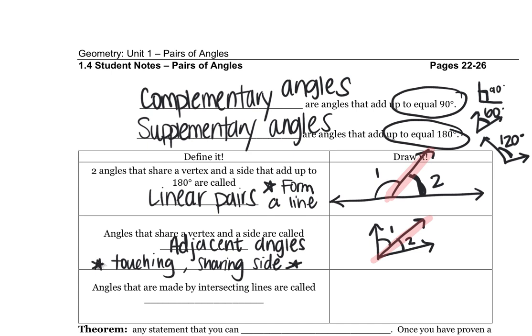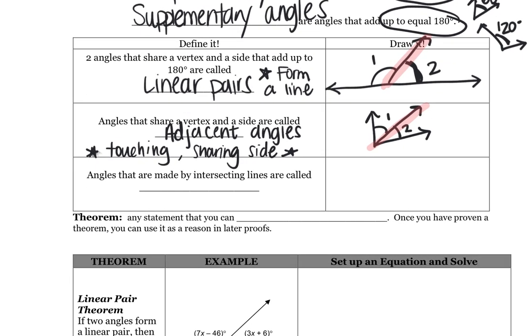Very important. Okay, so you'll see that word adjacent all throughout geometry. So it's very important that you know what it means. Okay, it's two angles that are right next to each other. They're touching. They have a shared side.